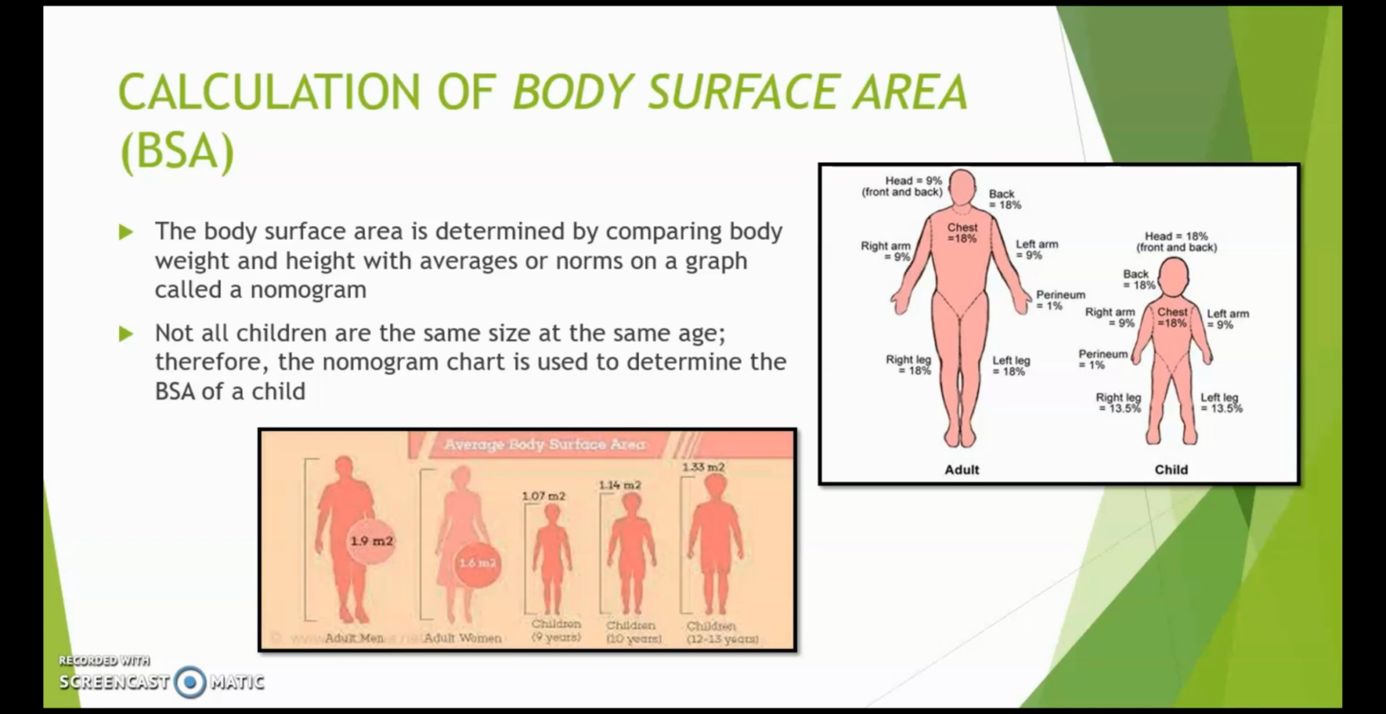Another important thing to consider, especially when comparing body weights and surface area between adults and children, is the BSA, or body surface area. The body surface area is determined by comparing body weight and height with averages or norms on a graph called a nomogram. Not all children are the same size and the same age. Therefore, the nomogram chart is used to determine the BSA, the body surface area of a child, as you can see here with the corresponding percentages in the pictures.